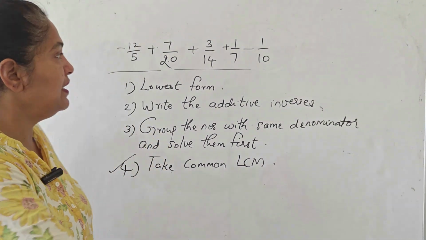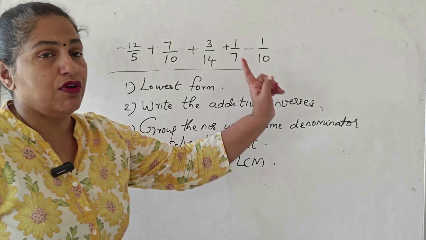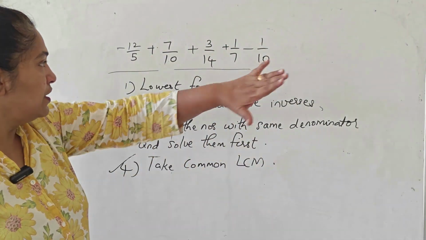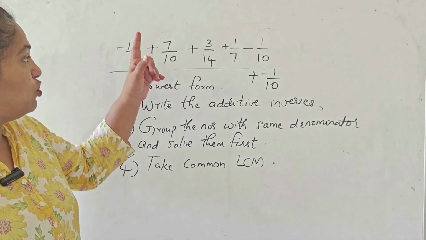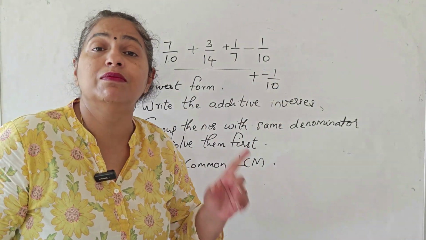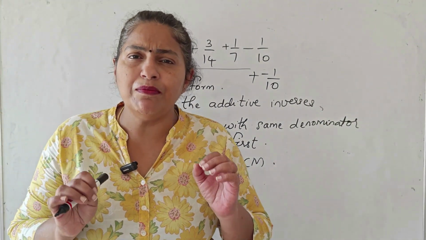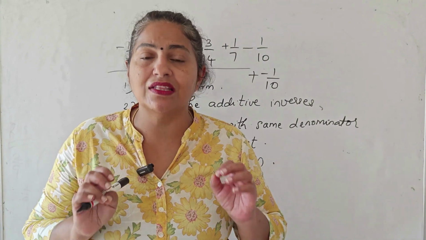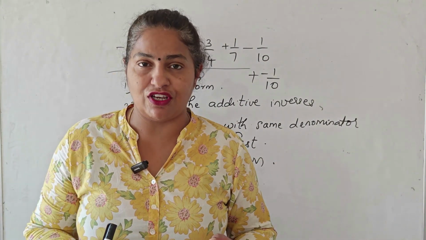Okay, for example, in this case, instead of 7 by 20, suppose you had 7 by 10. Here you have minus 1 by 10. So, additive inverse as plus minus 1 by 10. Group 7 by 10 and plus minus 1 by 10 and solve them in order to get 6 by 10. So, such kind of simple manipulations will make the calculations much easier, especially when you are dealing with larger numbers.